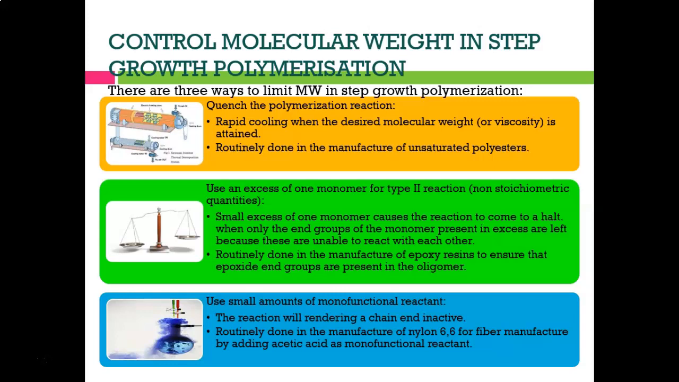In the making of unsaturated polyester, if we have reached the desired molecular weight, we need to stop the polymerization by using rapid cooling, and it will stop the reaction. Hence, we will get the desired molecular weight and viscosity. Routinely, it is done in the manufacturing of unsaturated polyester. So quench means a rapid cooling.